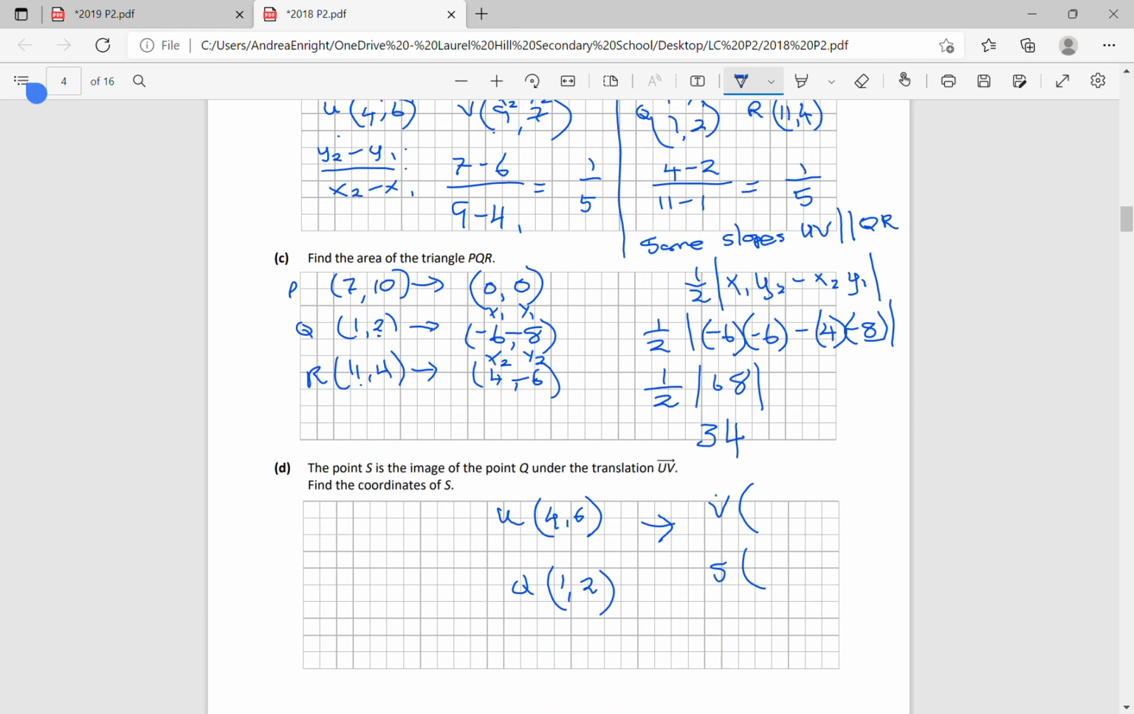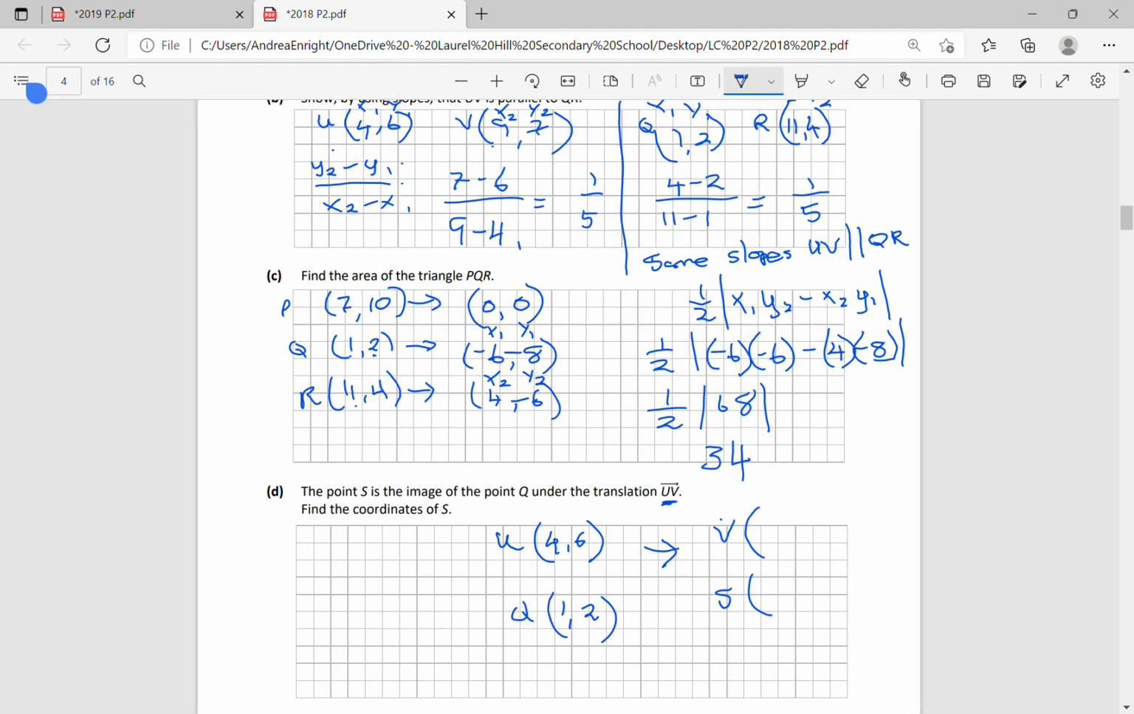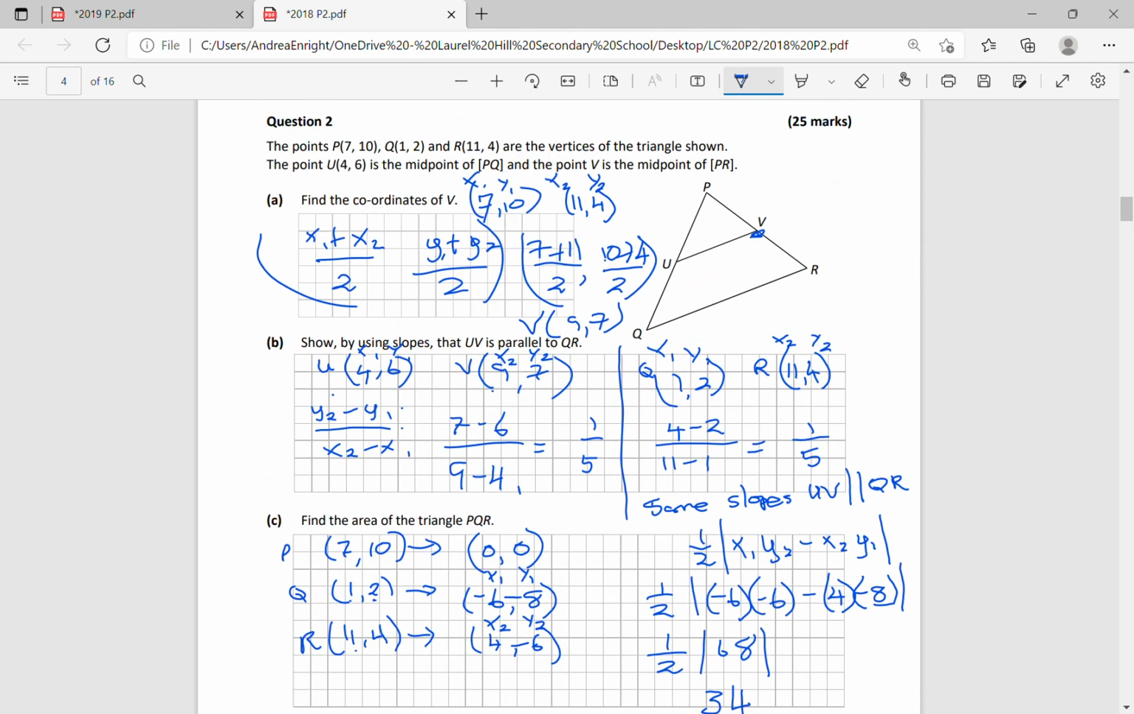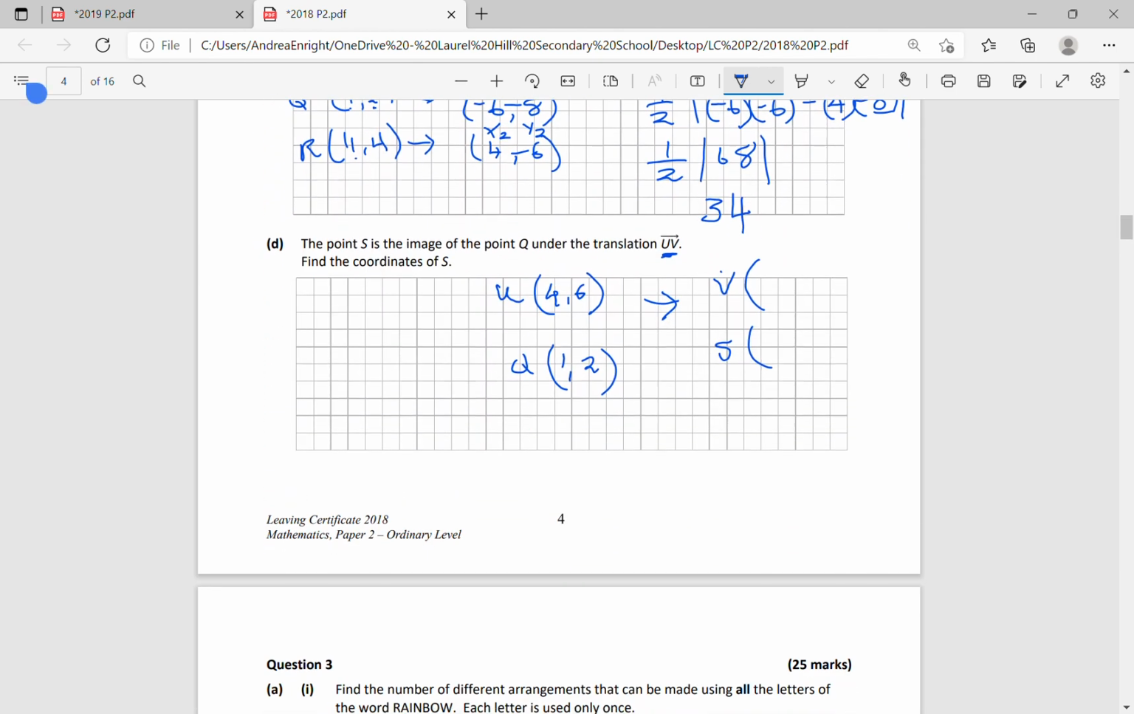Okay, and finally the last bit, the point S is the image of Q under the translation U to V. So here's the translation. So the translation is U goes to V, and I have U and I got V above. I think V turned out to be 9, 7. Right, and they want you to move point Q by the same amount in the same direction. So you look at the x's. So the x's is 4 goes to 9. So you added on 5 to the x. So that means you add on 5 to the x down here. And that would be 6. So 1 plus 5 will give me 6.